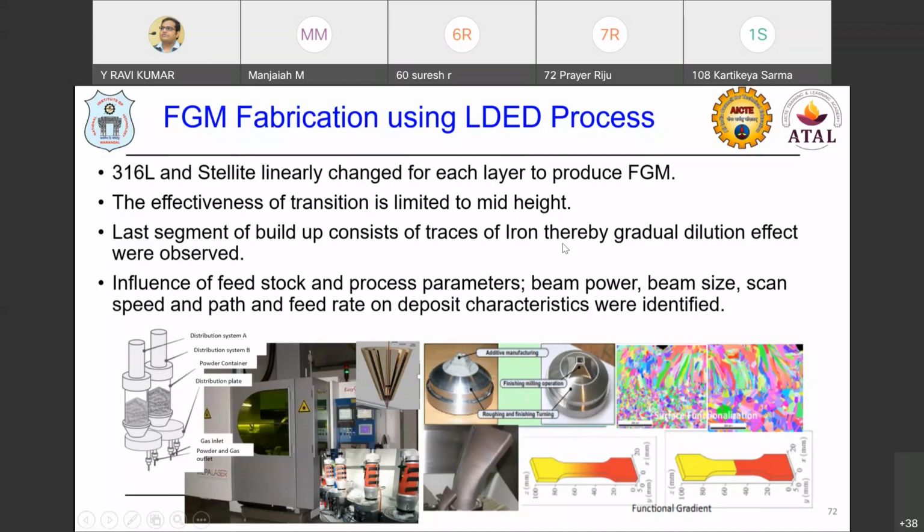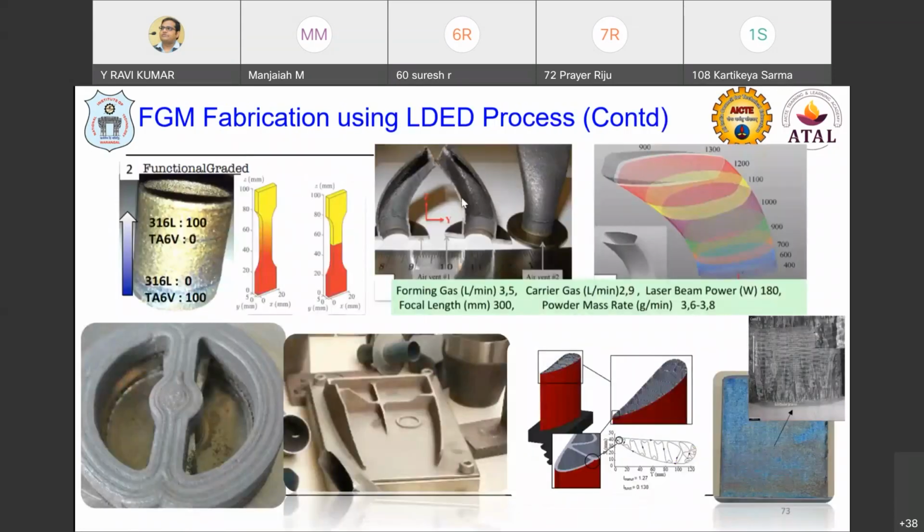The gradual dilution effect was also observed because of the influence of the feedstock and the process parameters, that is, the laser beam size, the scan speed, and the path. The deposition rate is also going to be identified in these aspects. These kinds of functional graded materials are manufactured in the AM process.